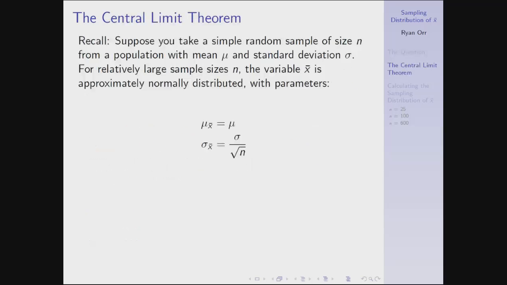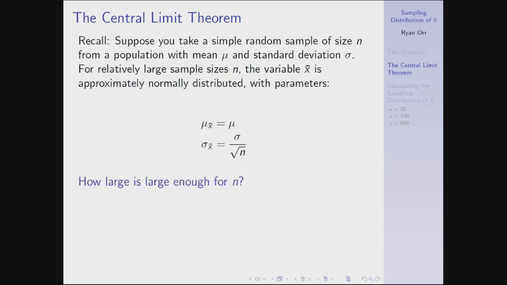So let's look back at the central limit theorem for a minute. Recall that if you take a random sample of size n from a population with mean mu and standard deviation sigma, as long as you have a relatively large sample size, the sample mean x bar should be approximately normally distributed. It will be centered around the true population mean mu, and the standard deviation should be the population standard deviation divided by the square root of the sample size.